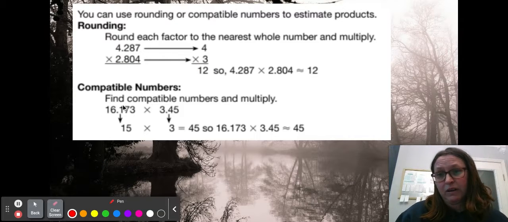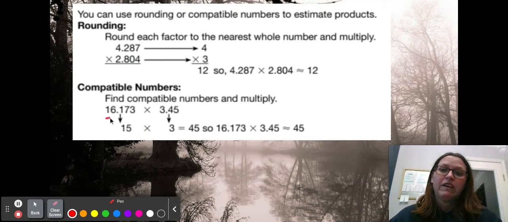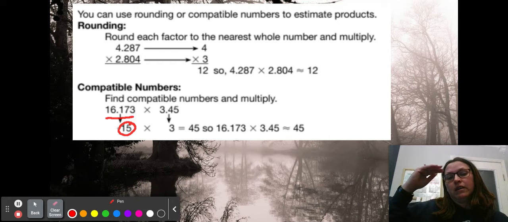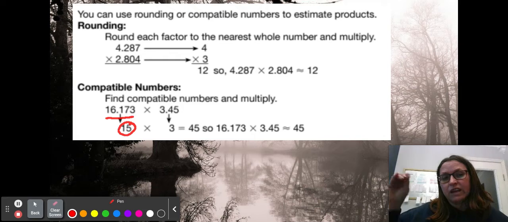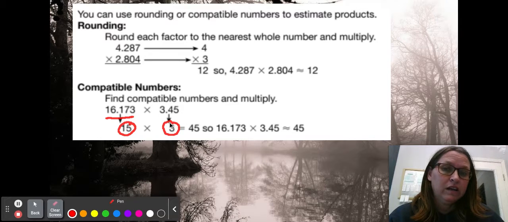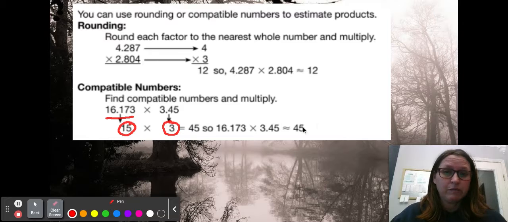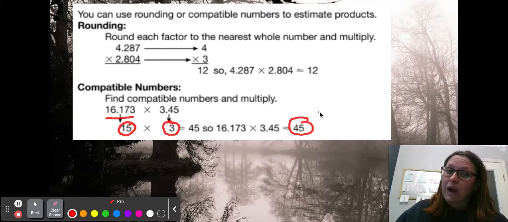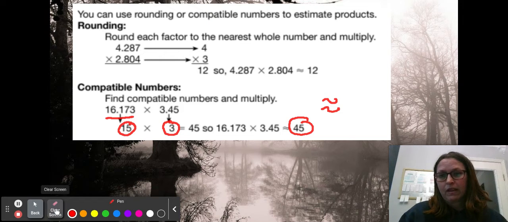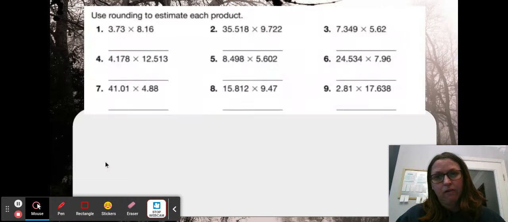Now let's look at the second example right here using compatible numbers. If I've got 16, it's close to 15. If I'm using anything like 5, 10, 15, 20, a factor of 5, then it's usually a lot easier. And then 3.45 would be a 3. It's close to a 3. And then I would do 15 times 3, which would give me around 45. And that's what this little symbol right here is, around. So let's go to our next slide.